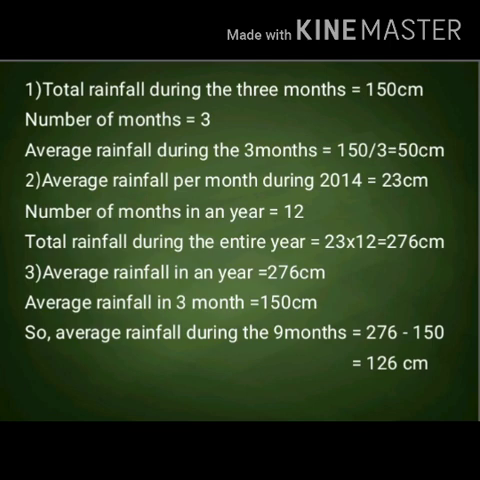Then our third question is, what is the average rainfall per month during the other 9 months? Then the answer is, the total rainfall in a year is 276. Also we know that the rainfall in 3 months is 150. So the rainfall during the 9 months, we just subtract 276 minus 150, then that is 126 centimeters.